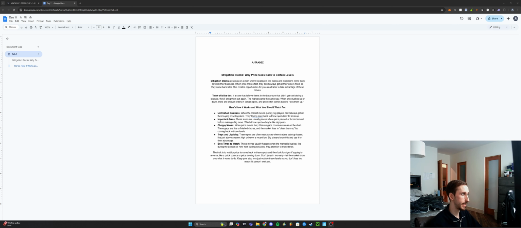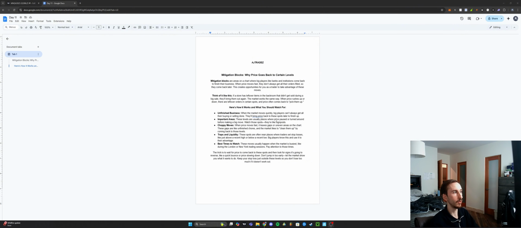So mitigation blocks. These are basically areas in price where big players like banks and institutions come back to, I guess, finish their business. I wanted to explain this in a way that you guys can understand, kind of dumb it down a little bit. So when price moves fast, they don't always get their other orders filled, right? So they come back later towards that area in price.